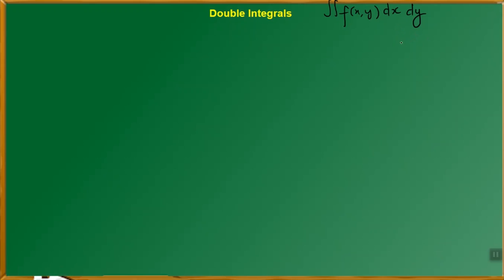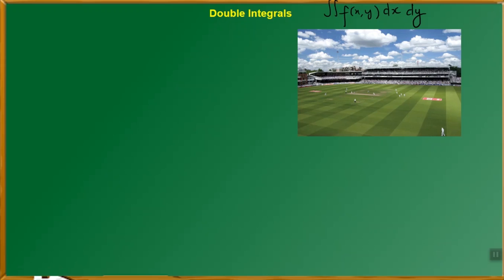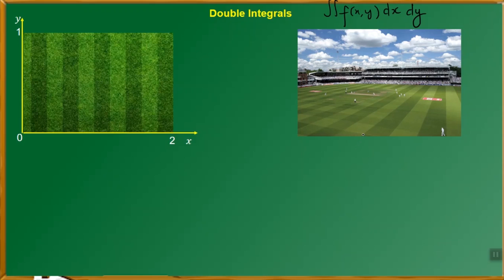But before going into the mathematical definition of double integrals, let's first try to understand it with the help of an example. So let's consider the case of a sports field. In this case, I've shown a cricket field. The example works with any field which has grass in it. For the sake of convenience, I am going to consider a rectangular sports field. The objective is to find out the amount of grass that is present in this particular field.